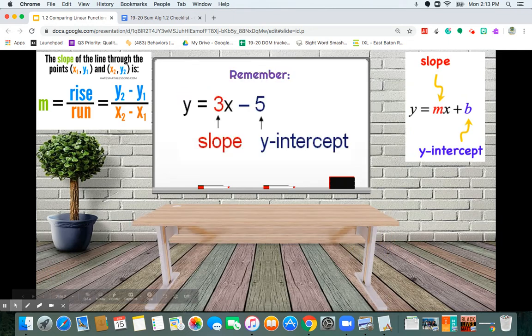Let's look at some things we should already know. Remember, when you are given an equation in slope intercept form, you're given two very important features, the slope of the line and the y intercept of a line. It's important to remember whatever the sign is in front of this y intercept has to stay with it. So in this case, our y intercept is -5. That means our line would cross the y-axis at the point (0, -5). We'll get into a little bit more about that later.